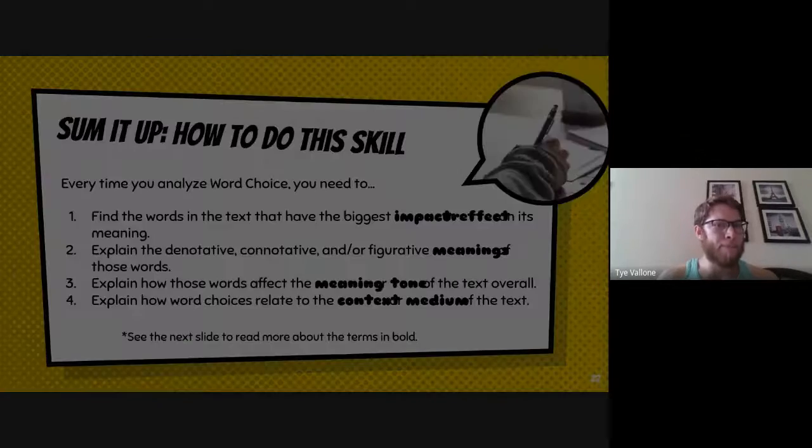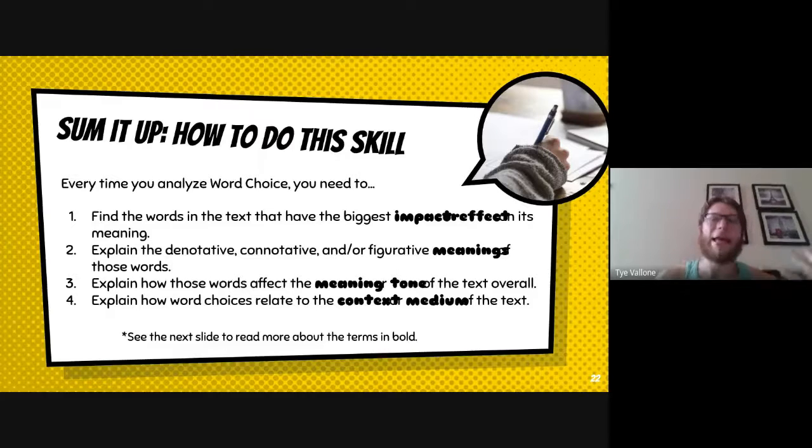So to sum it up, here's what we think about when we think about word choice. Whenever we're trying to analyze word choice in a poem, we need to do these things. First, we need to find the words in the text that have the biggest impact or effect on its meaning. So as I read this poem, what words have the biggest impact on me? What words make me feel a certain way the most? What words create the best picture in my head?